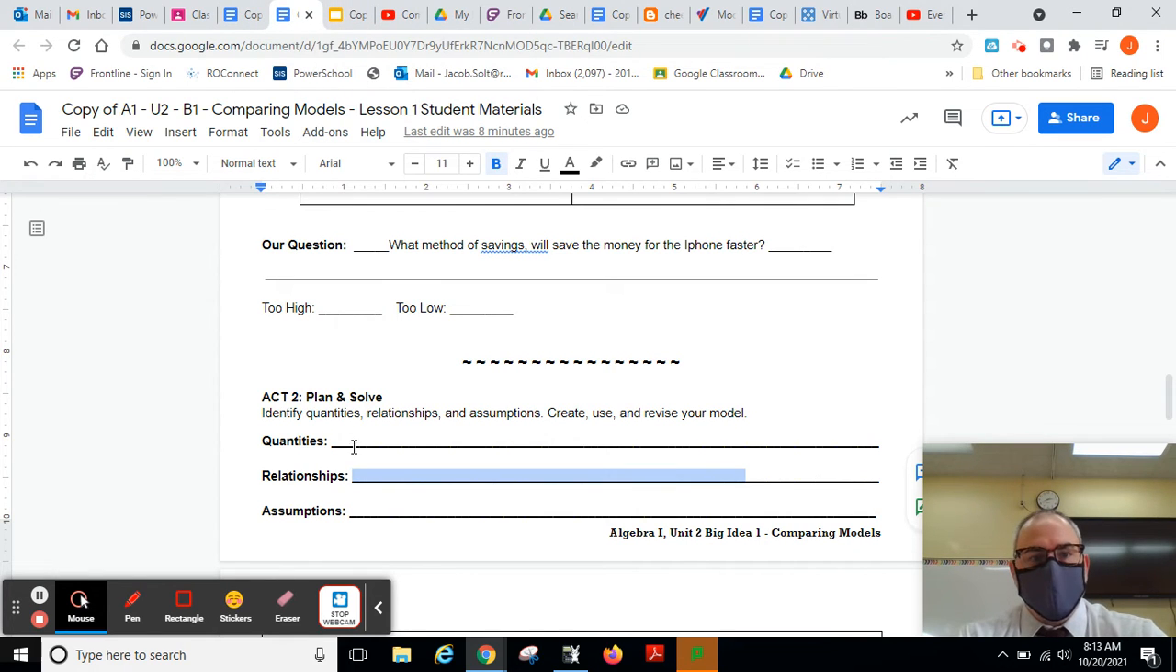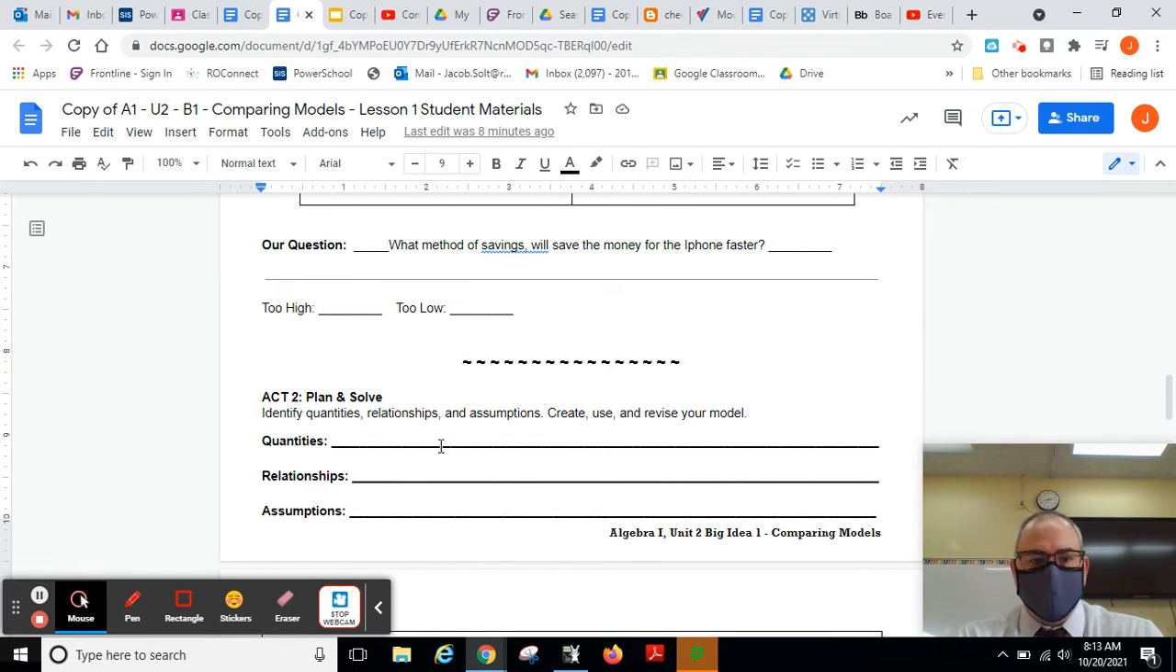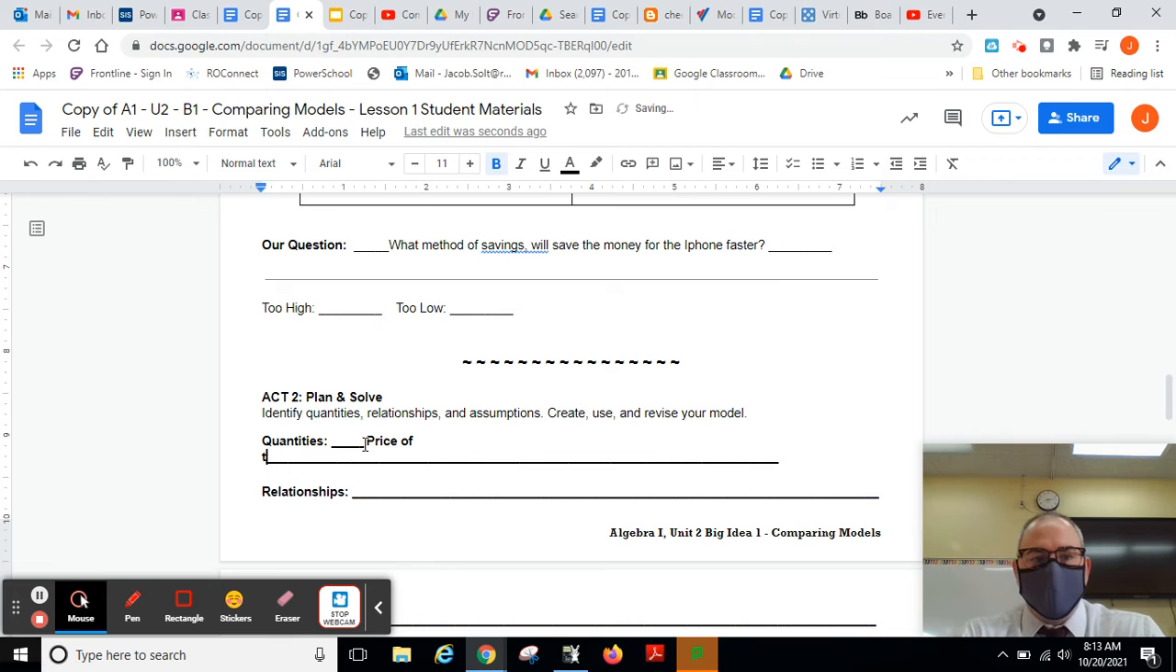So quantities, things like, what do we need to know? Quantities. We want to know how long which method of savings is best. So the price of the iPhone. Price of the iPhone is an important quantity here, right? We can measure price. We can see how much things are worth.